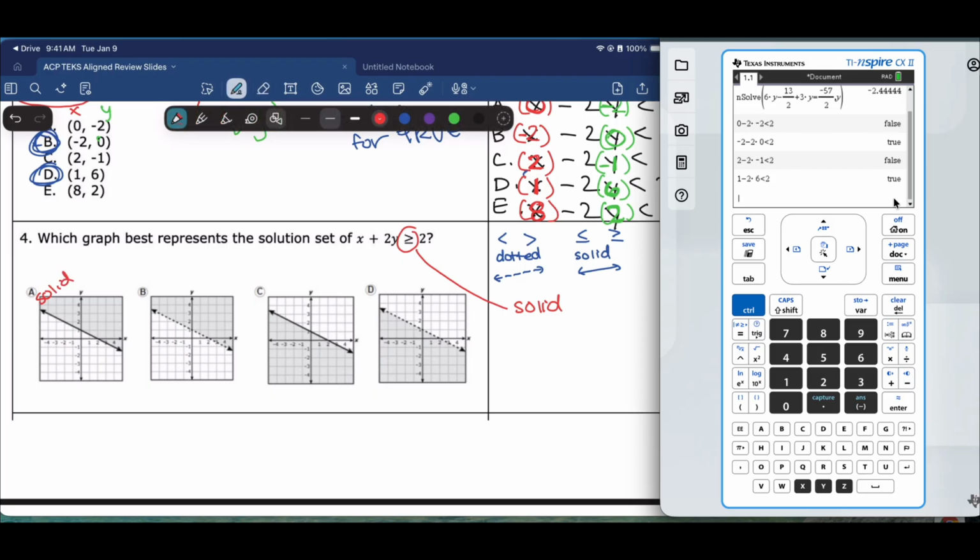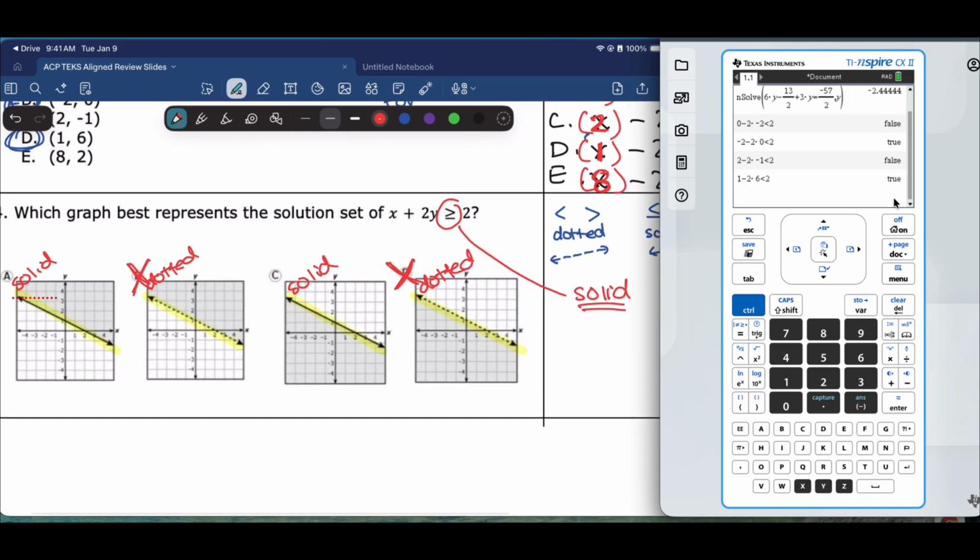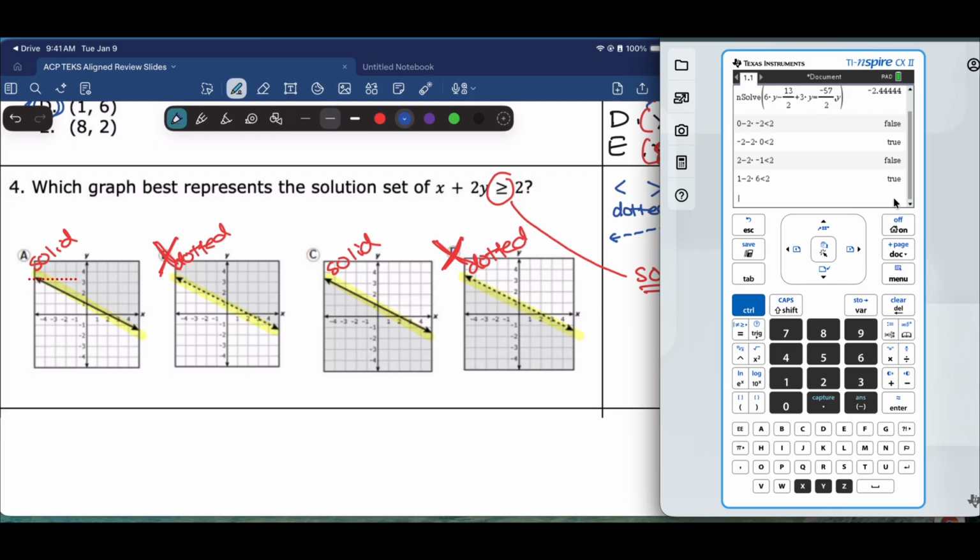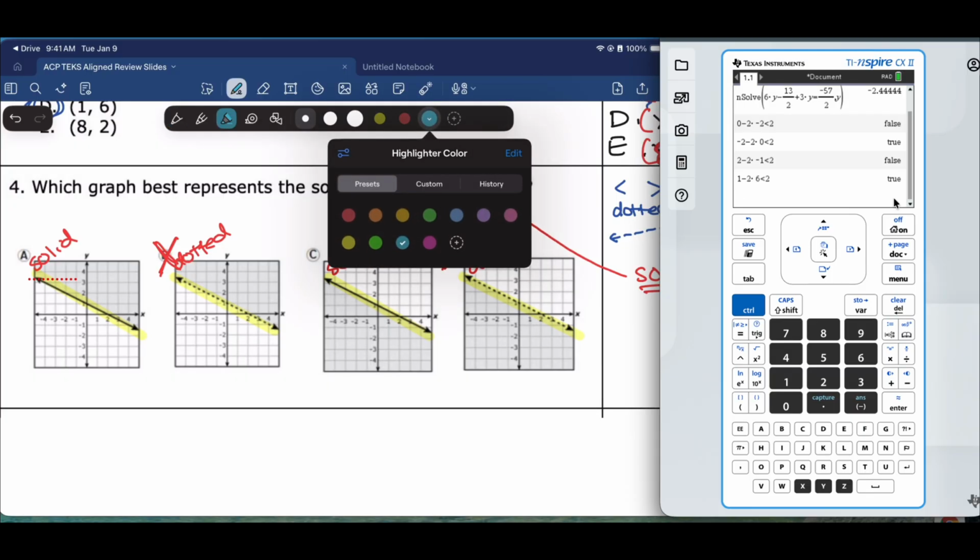Just so you know what I'm looking at, I'm looking at this line, this line, this line, and this line. So, then A is solid, B is dotted, C is solid, and then D is dotted. So I know I'm looking for solid, so that means I'm going to get rid of D and B. They're not good, okay? Now, the biggest thing we want to do is pick a point in my shaded area, okay? So you want to pick a point in your shaded area.